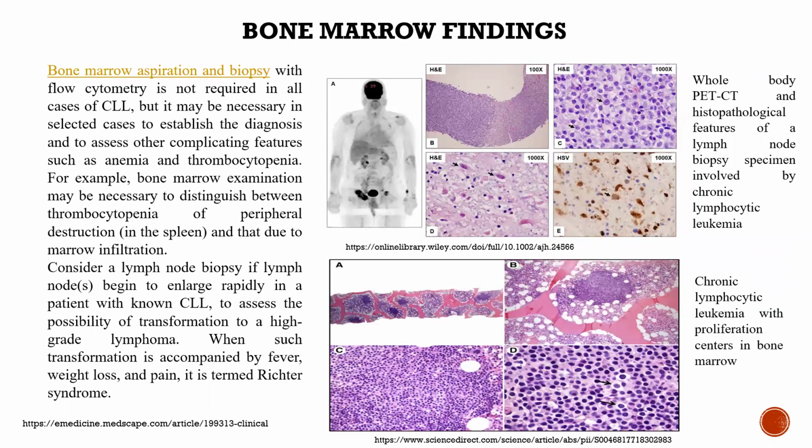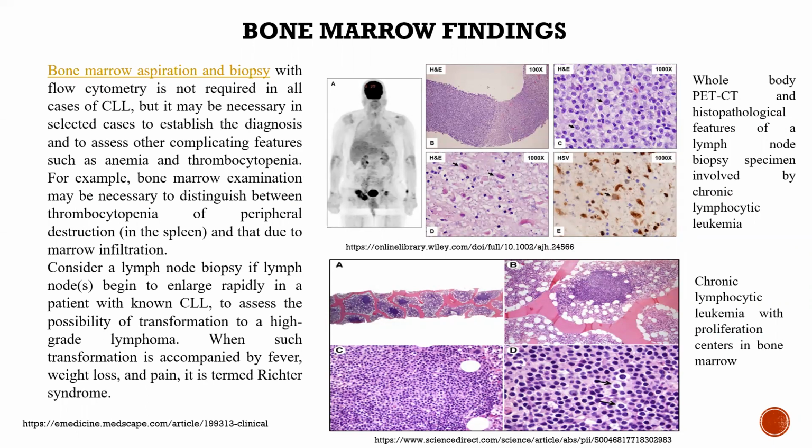Bone marrow aspiration and biopsy with flow cytometry is not required in all cases of chronic lymphocytic leukemia, but it may be necessary in selected cases to establish the diagnosis and to assess other complicating features such as anemia and thrombocytopenia. For example, bone marrow examination may be necessary to distinguish between thrombocytopenia due to peripheral destruction and that due to bone marrow infiltration.